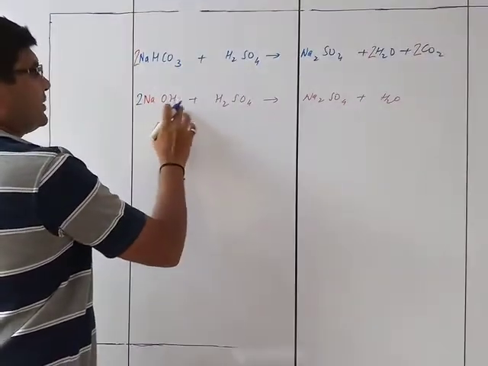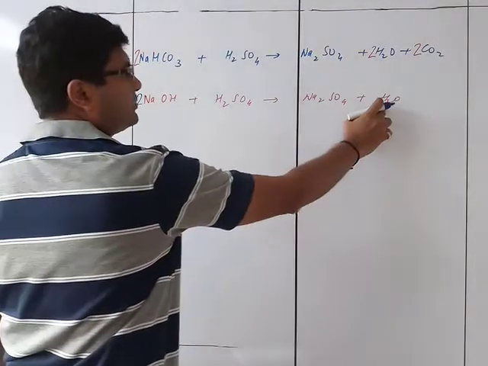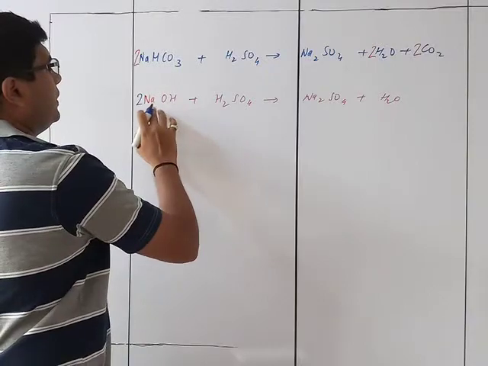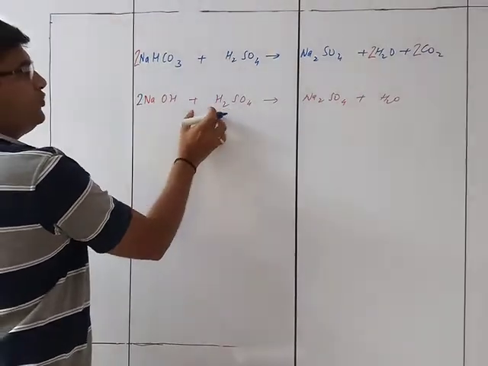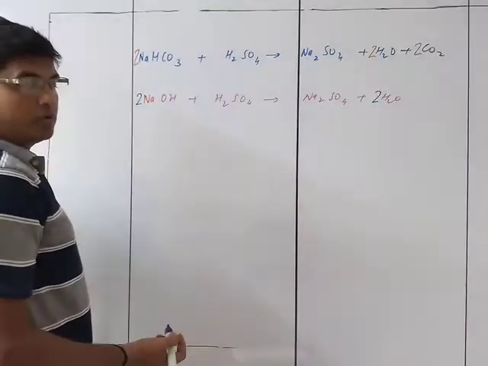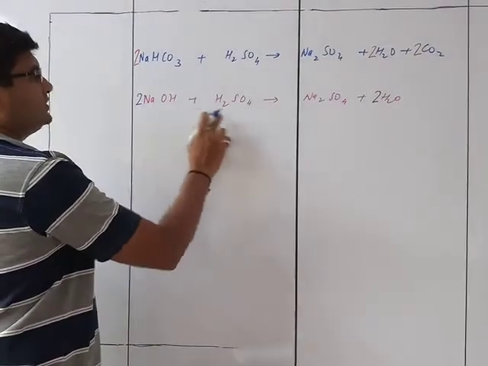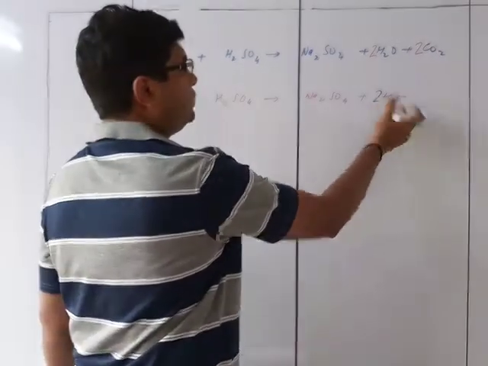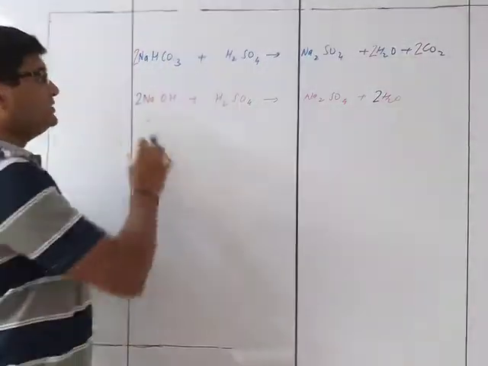Now I'll take hydrogen. Hydrogen is 3 over here, here it is only 2. Sorry, here it is 2 plus 2, 4. Here it is only 2, so I'll put a 2 over here. That makes it hydrogen 4. And finally, I'll see oxygen, that is 2 plus 4, 6. Here it is 4 plus 2, 6. So here we get the balance like this.